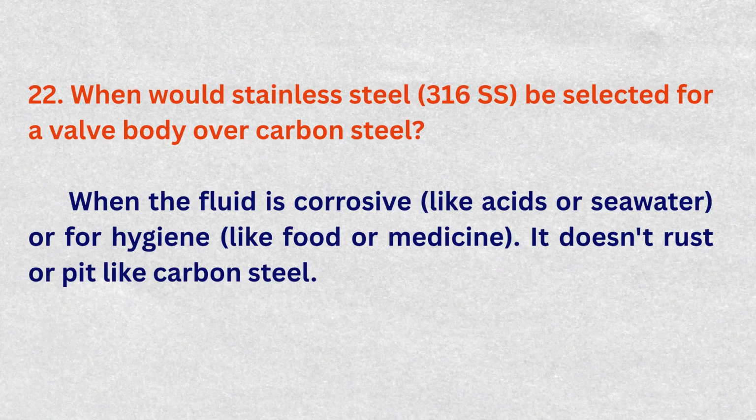When would stainless steel 316 SS be selected for a valve body over carbon steel? When the fluid is corrosive, like acids or seawater, or for hygiene, like food or medicine. It doesn't rust or pit like carbon steel.